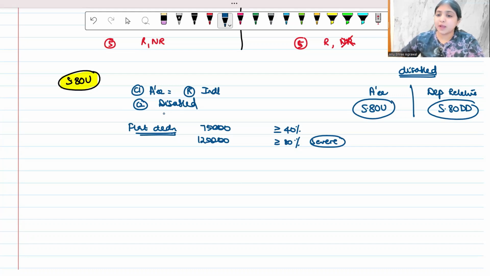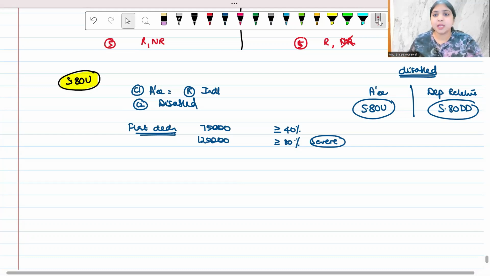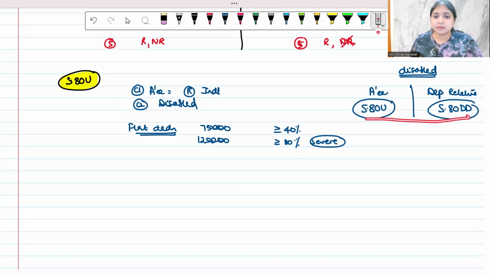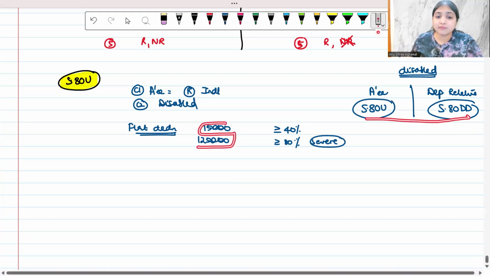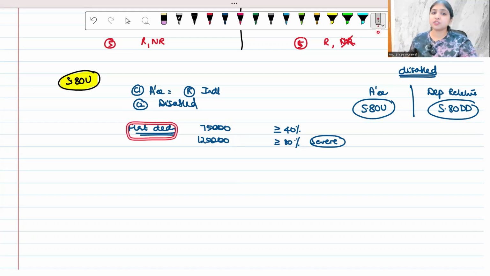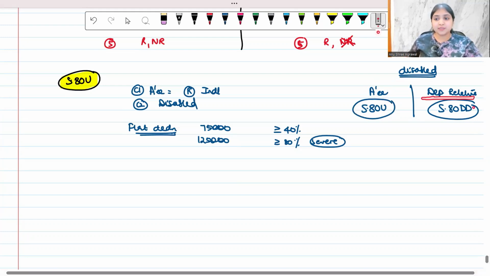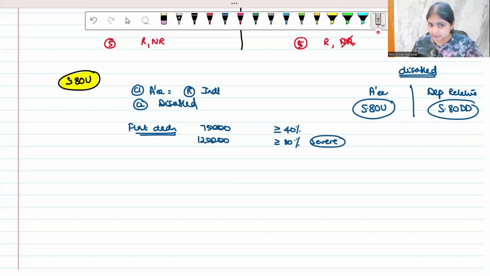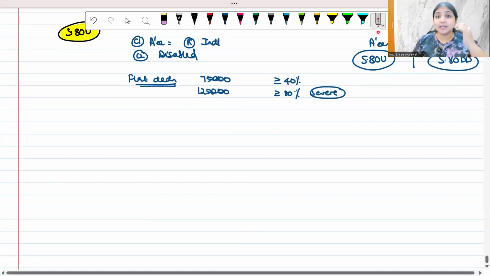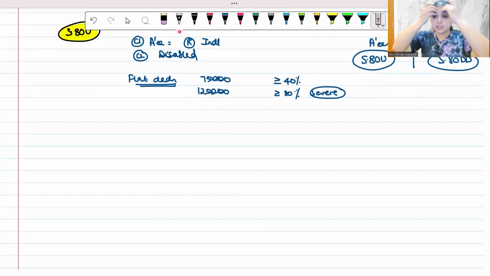Understanding? So 80U and 80DD, in both the sections, the numbers are the same. In both the sections, if you see, the numbers are 75,000 and 1,25,000. In both, we have flat deductions. The only thing is, if assessee himself is disabled, we think about 80U. And if the dependent relative is disabled, we think about 80DD. Okay, so with this, you're done learning about all the sections under chapter 6A.